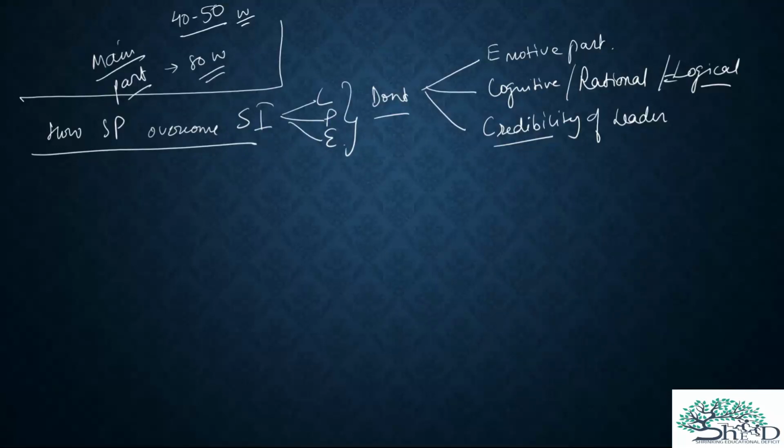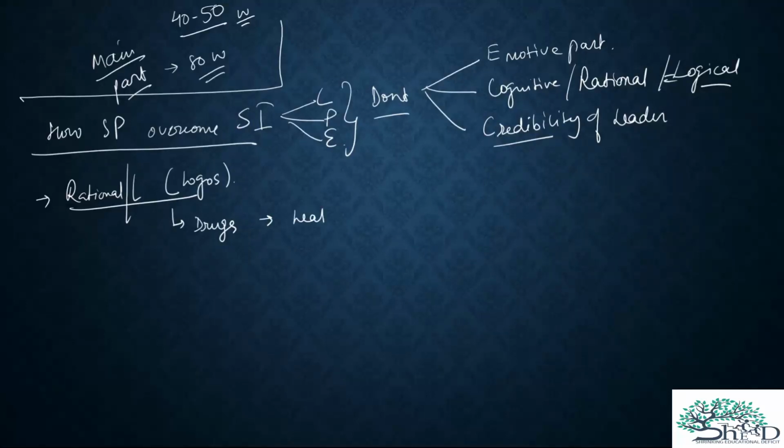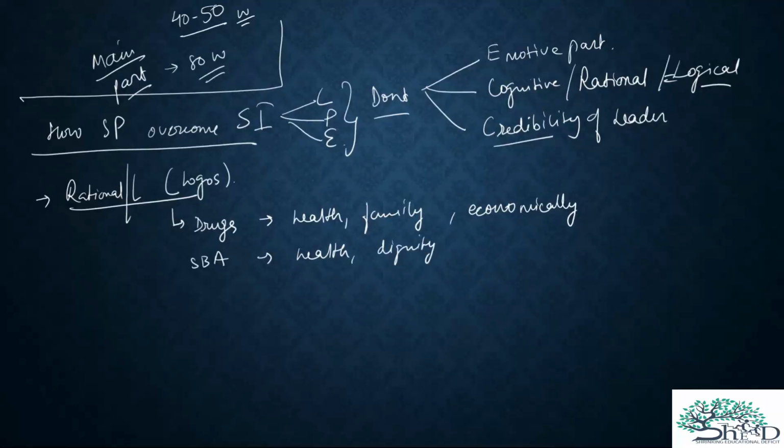All right, let's see the examples, because the answer says that directly you need to tell examples. So we'll start with rationality, rational or logical. Basically this is the logos part. Here you can say that many techniques use rationality to overcome social ills, as simple as that. So example is the most important thing. Let's say for drugs, a lot of logic has been given, right, that it affects your health, it affects your family relations, it affects you economically and so on. All right, for Swachh Bharat Abhiyan, again a lot of reasons: health reasons, dignity, although dignity can also be used in the emotive part.